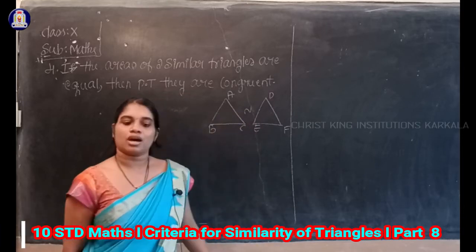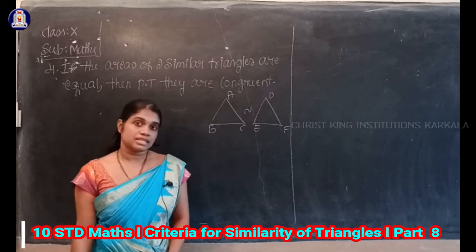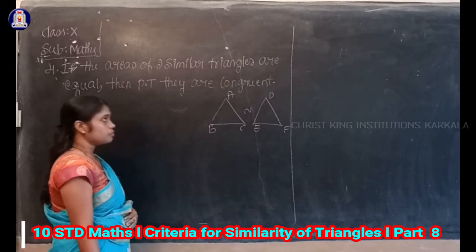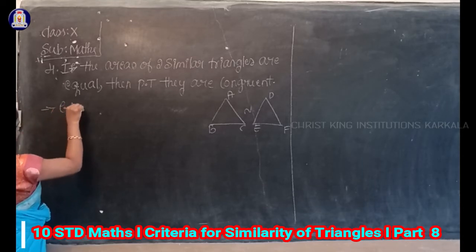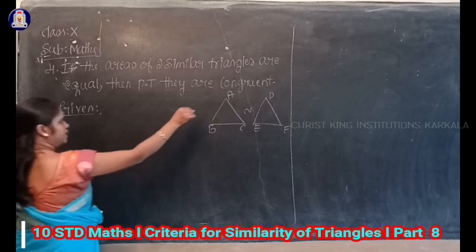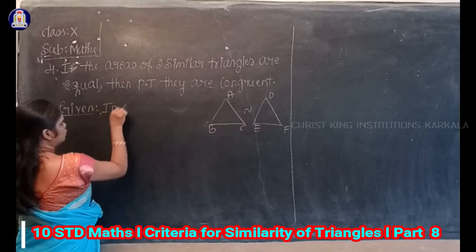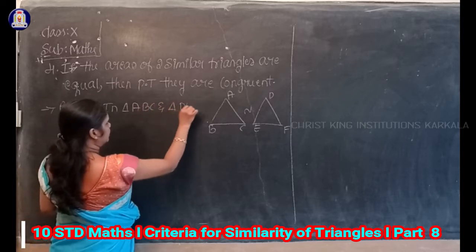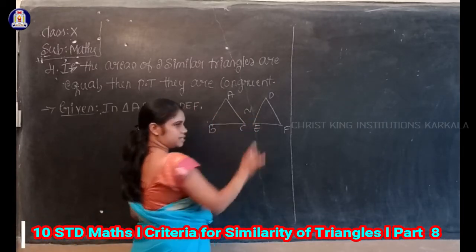two triangles are congruent. Students, you already studied the difference between a similar triangle and a congruent triangle. So first I'll write given, what they have given in the question. Given, in triangle ABC and triangle DEF, these two triangles are similar.